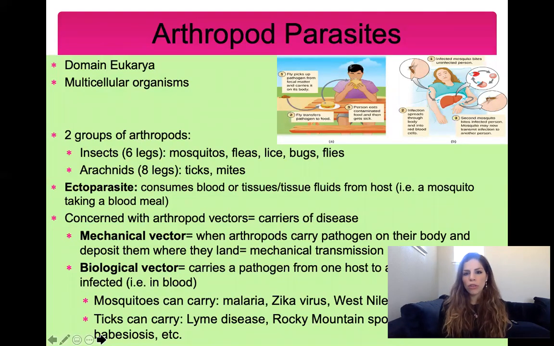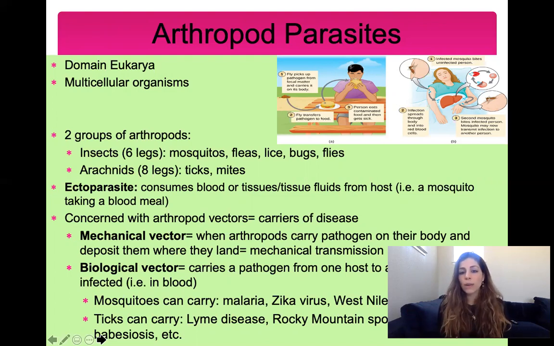We're concerned with arthropods, not because of the arthropods themselves necessarily, but more that they can act as vectors. A vector is something that carries disease. They can act as mechanical vectors or biological vectors. Mechanical vectors are when the arthropod, for example the insect, carries a pathogen on its body and disposes it on a host. So it's mechanical transmission. Maybe you have a fly that's holding a virus or a bacteria or anything on its legs, and then it lands on you. That's mechanical transmission.